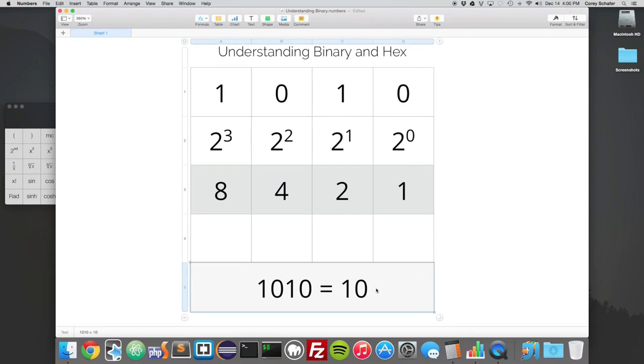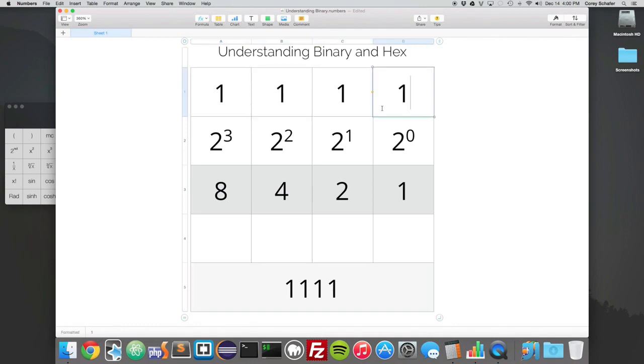Okay, and let's do one more quick example here. This time let's do 1, 1, 1, 1. And let me fill these in. So now when we calculate this out, 1 times 2 to the third, which is 8, plus 1 times 2 to the second, which is 4, plus 1 times 2 to the first, which is 2, plus 1 times 2 to the 0th power, which is 1.